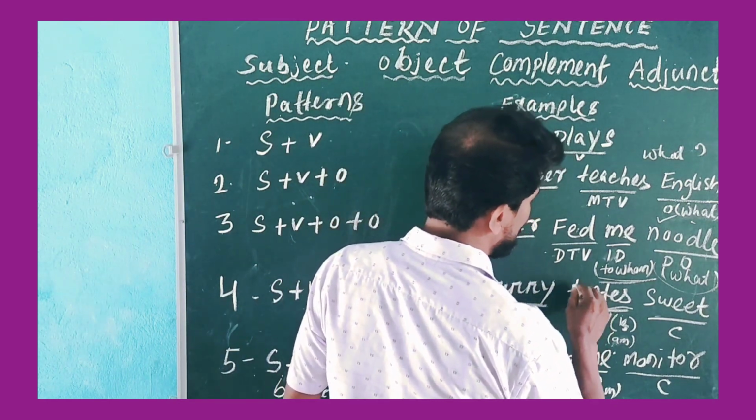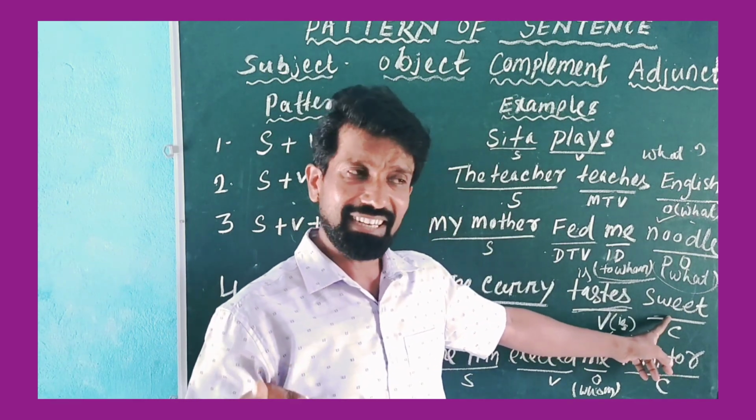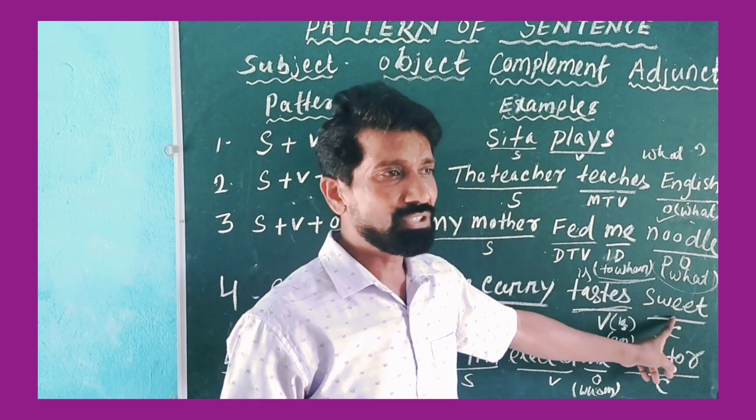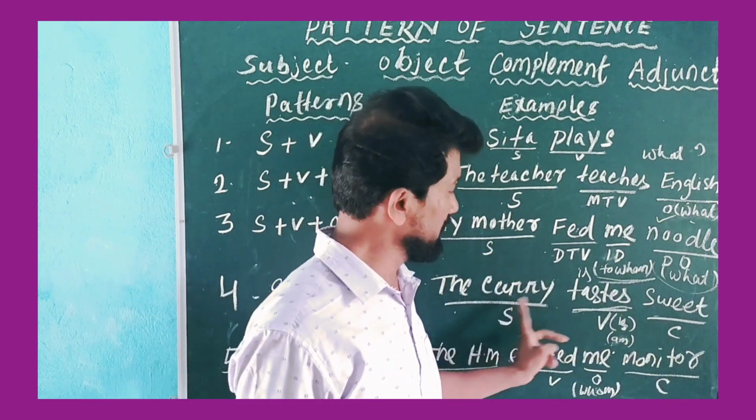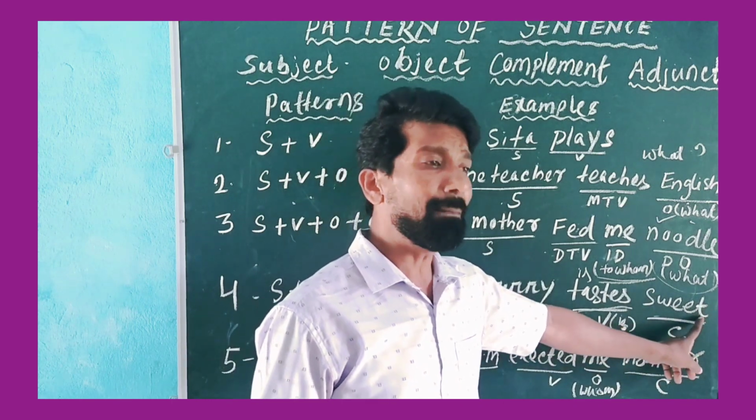Here you put a be verb, which means is. The curry is sweet. The sentence is correct. So it is a complement. The curry tastes sweet. The sentence is also correct. So it is a complement.